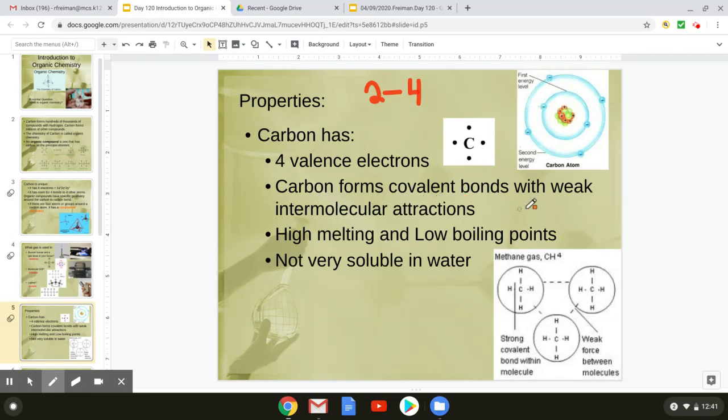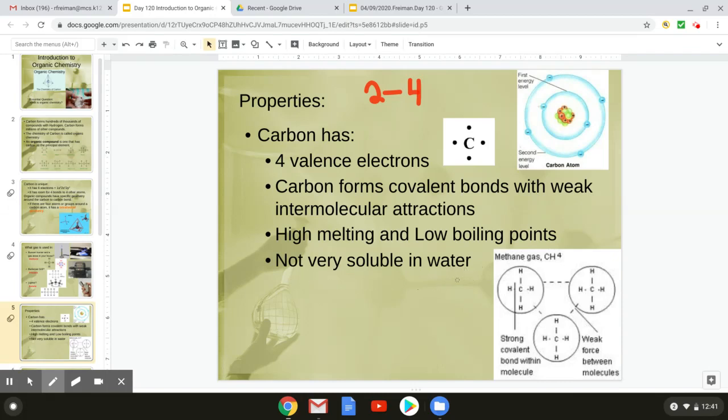Carbon forms covalent bonds with weak intermolecular attractions, meaning it doesn't have a strong pull for other molecules of the similar thing. Since it has a weak intermolecular attraction, most of our organic compounds can very easily be put into the gaseous state. They have low boiling points, so they boil off from their liquid phase into the gaseous phase at low temperatures compared to most other things, especially the ionics. And they're not very soluble in water.